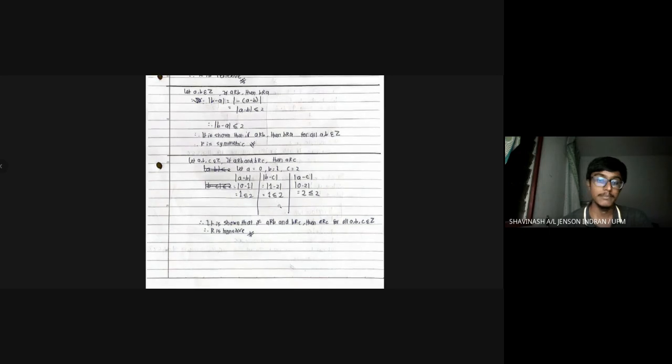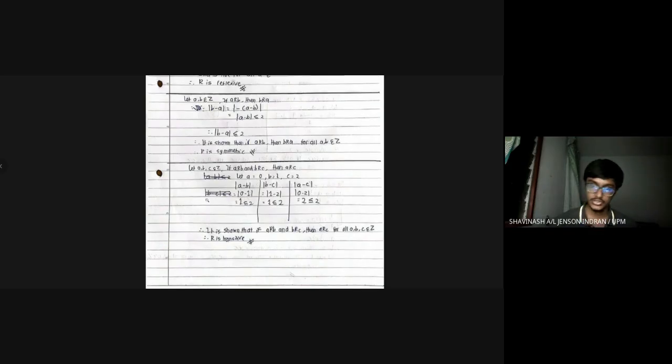And then we check B minus C. That means 1 minus 2, so 1 is less than or equal to 2. So it's also true. For A minus C, 0 minus 2, that means 2 is less than or equal to 2. So it's shown that all three statements are true. So it is shown that if A R B and B R C, then A R C for all A, B, C in Z. So that means R is transitive.